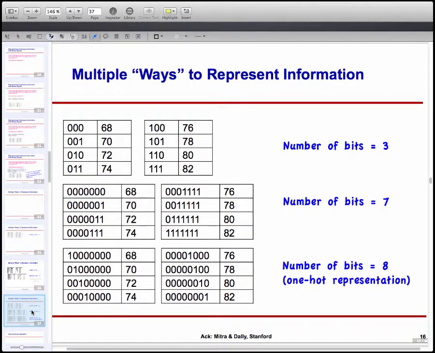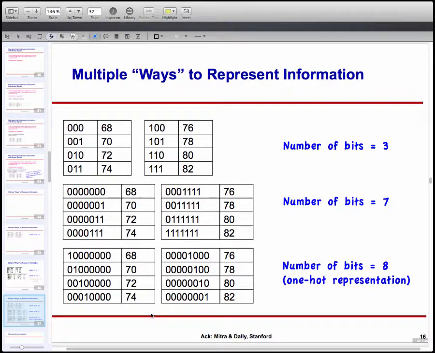Another very commonly used representation is I use as many bits as the number of discrete values I have. So in this case, we have 8 values. So we are going to use 8 bits. And then whichever value I have is indicated by a 1 in the corresponding position. So for example, 68 means the leftmost position is 1, the rest are 0. 70 means the second bit is 1, others are 0, and so forth.